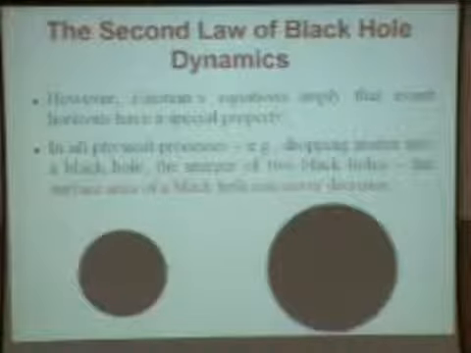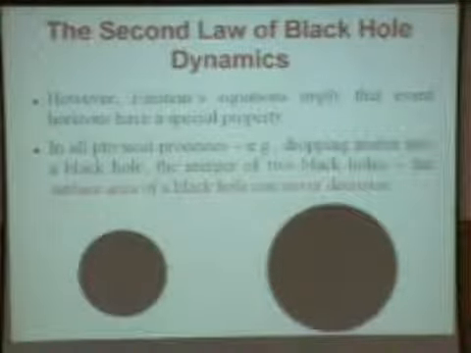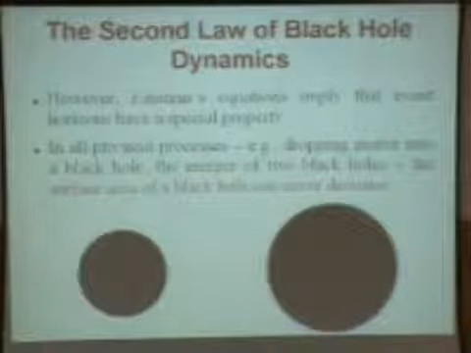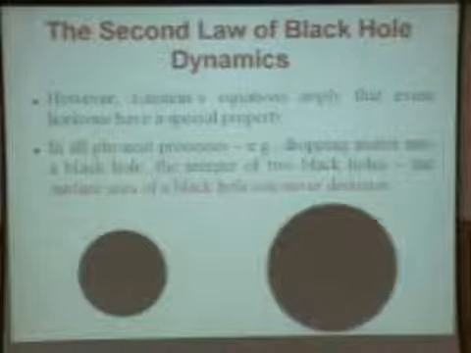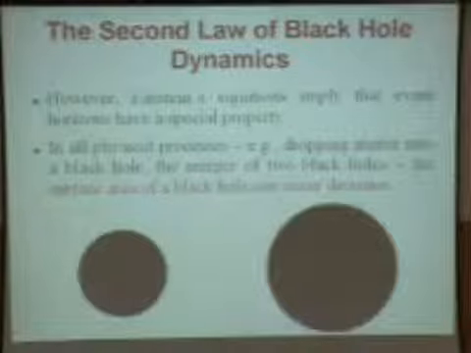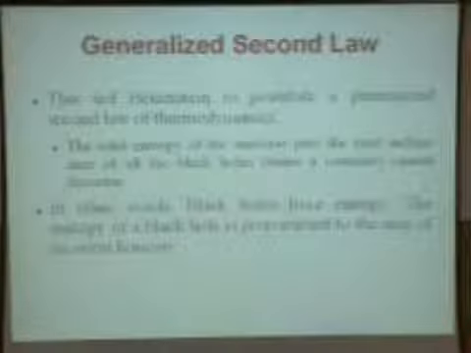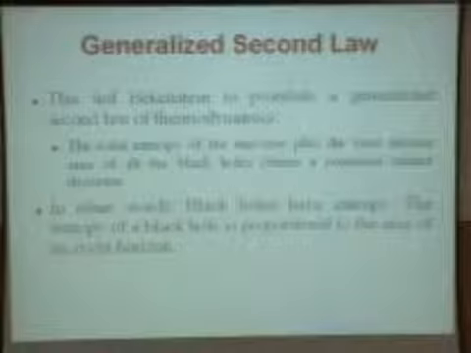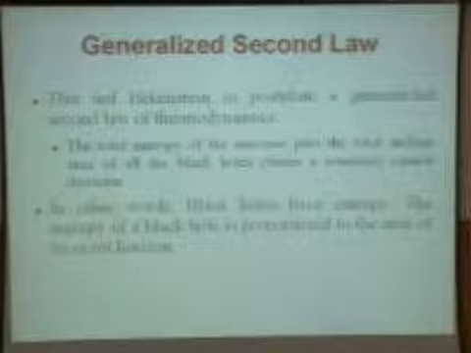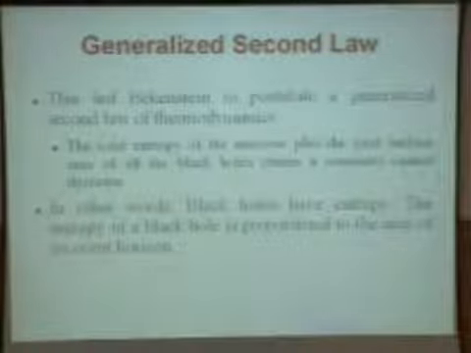But Einstein's equations imply event horizons have a special property. In all physical processes, such as dropping matter into a black hole or the merger of two black holes, the surface area of the event horizon can never decrease. In fact, it usually increases. This led Bekenstein to postulate a generalized second law of thermodynamics: the total entropy of the universe plus the total surface area of all black holes cannot decrease. In other words, black holes have entropy, and the entropy of a black hole is proportional to the area of its event horizon.